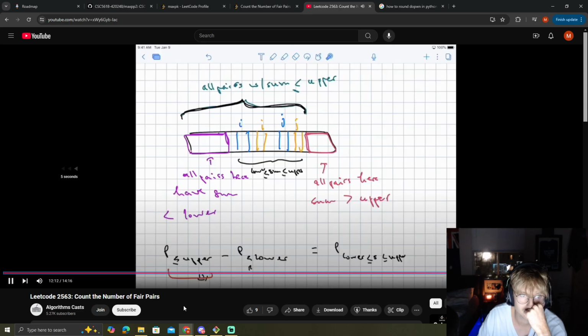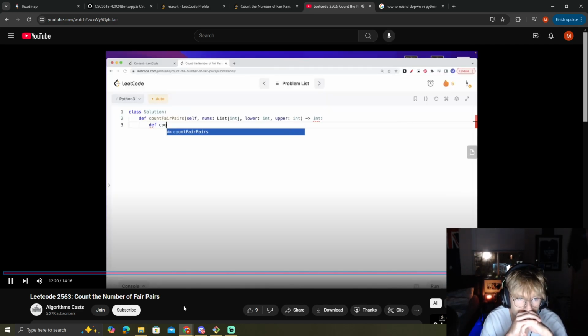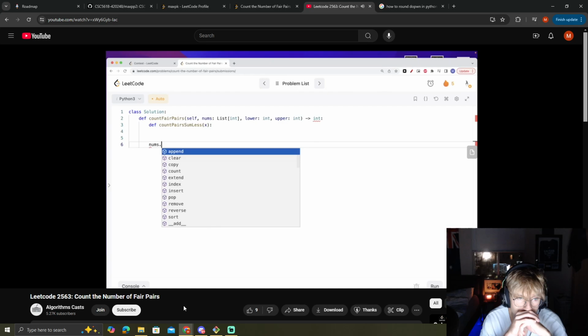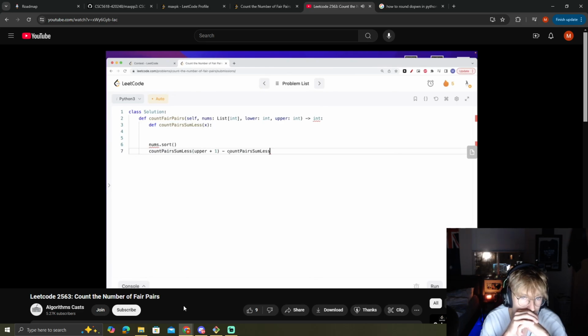Okay, so review. What we need is first to define a function that counts the number of pairs with sum less than x value, right? That's the function that we are going to use. And what we said is first we need to sort the array, and then we could use this function here to count those smaller than upper plus 1. So that will give us all those smaller or equal to upper, and a similar one here, smaller than lower, and this will give us those with the sum exactly between upper and lower. So this is what we need to return. And now we just need to define this function.